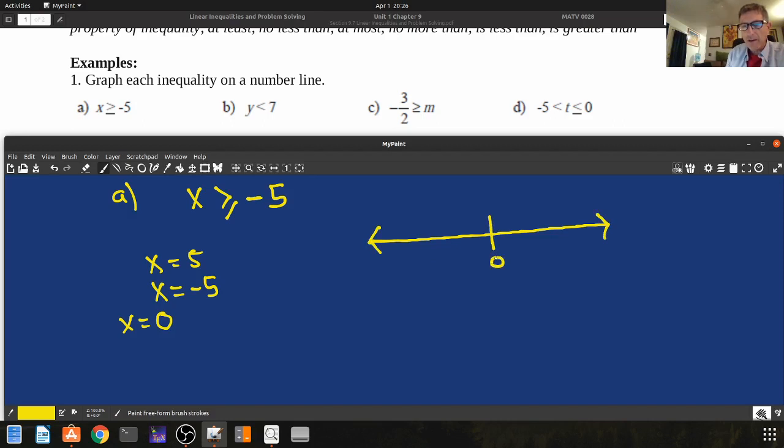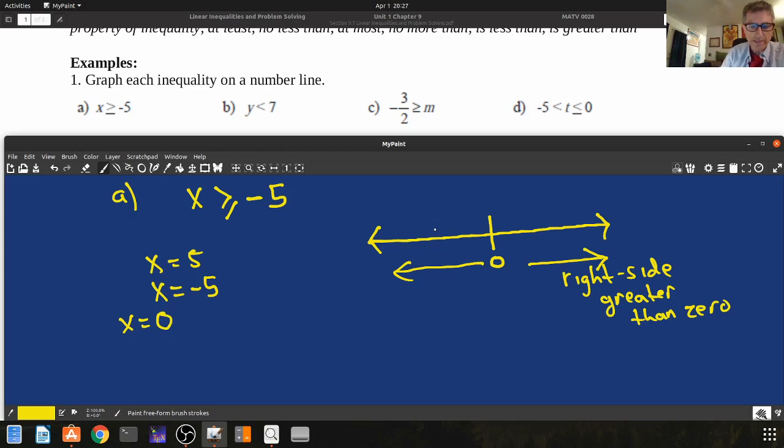So what we do is graph all of those possibilities on a number line. We divide our number line right in the middle. We put 0 right here. Numbers that are greater than 0 go on the right side, and on the left side are numbers that are less than 0.